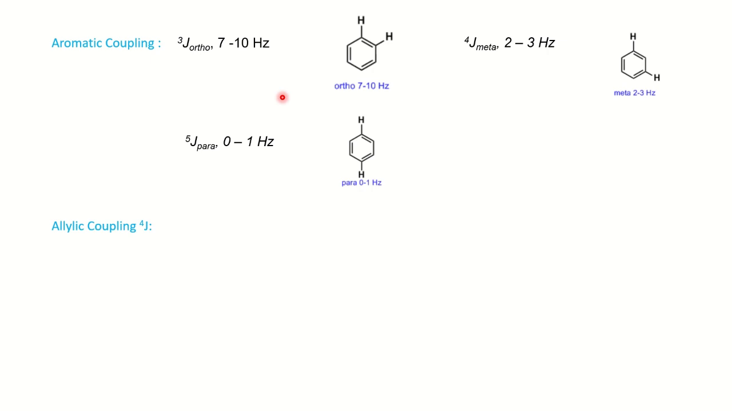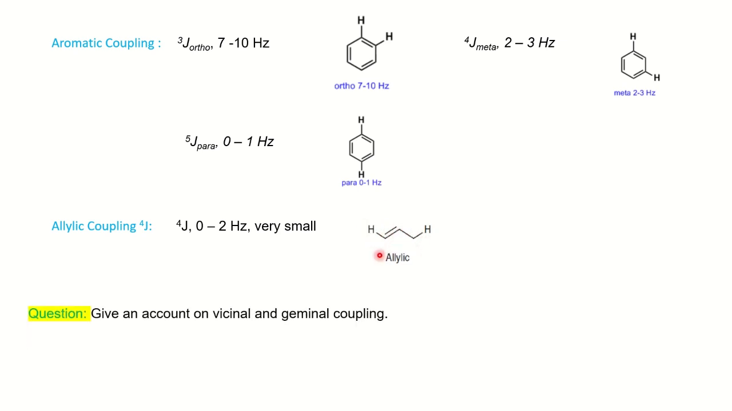Now we have allylic coupling, which is again 4J coupling, and it is a weak coupling because it has 4 bonds involved, 0 to 2 hertz. You can notice it is a 3 carbon system, 1, 2, 3, an allylic system with 1 double bond, and the two protons are allylic protons and involved 1, 2, 3, 4 bonds. So it is a weak coupling. You can easily distinguish allylic coupling also.